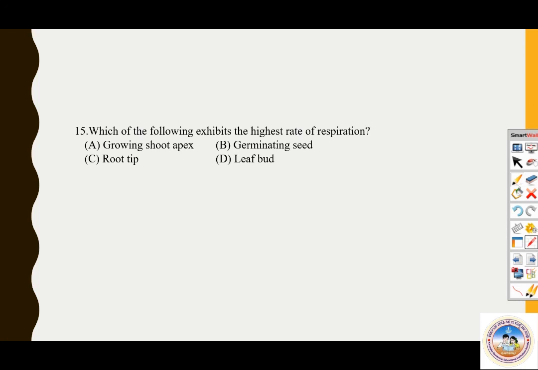In the 15th question, the growing shoot apex definitely has respiration, but it also has meristematic activity. But in the germinating seed, you will have a respiratory climax. Lots of enzymes will be produced because the seed has to germinate now. Root tip and leaf bud obviously have high meristematic activity. But in the germinating seed, there is also a requirement of respiration along with the meristematic activity. Am I clear to you, children? So the 15th one is nothing but your B.